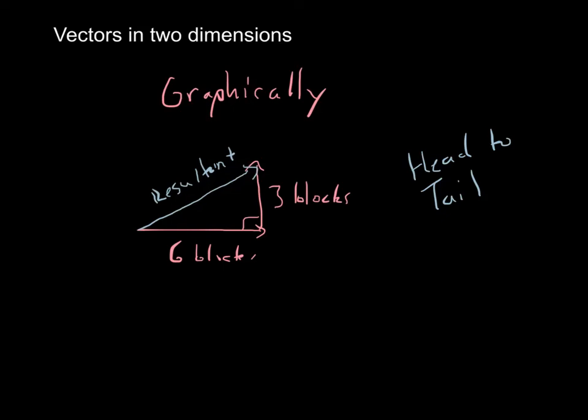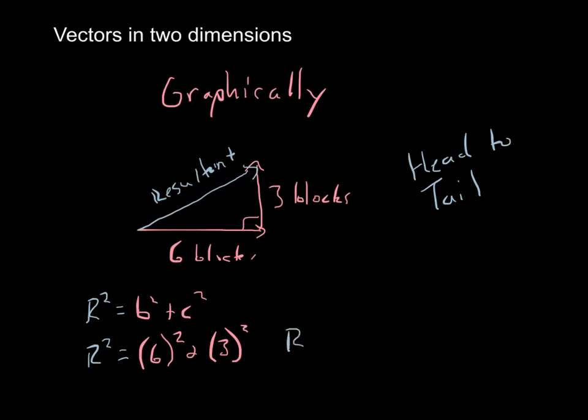And we should know from trig that we could find this resultant with the Pythagorean Theorem. All right, resultant squared, in this case, would be b squared plus c squared, so the two sides. So our resultant squared, let's go ahead and solve for it, would be 6 squared plus 3 squared. And so our resultant would equal, in this case, 6.71 blocks.